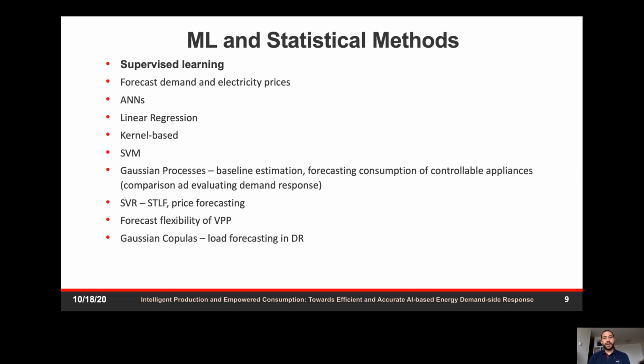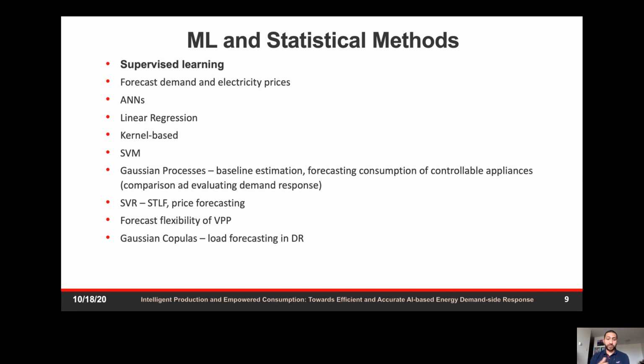baseline estimation. Baseline estimation is really what the consumption is before inserting demand response into the mix. So this really helps us compare between what demand response does to the energy mix and how it can help us. So we want to understand first, without demand response, what the usage is, and then we measure with demand response what the usage is, and this baseline estimation really helps us compare how effective demand response is. Gaussian processes also help us with forecasting consumption of appliances.